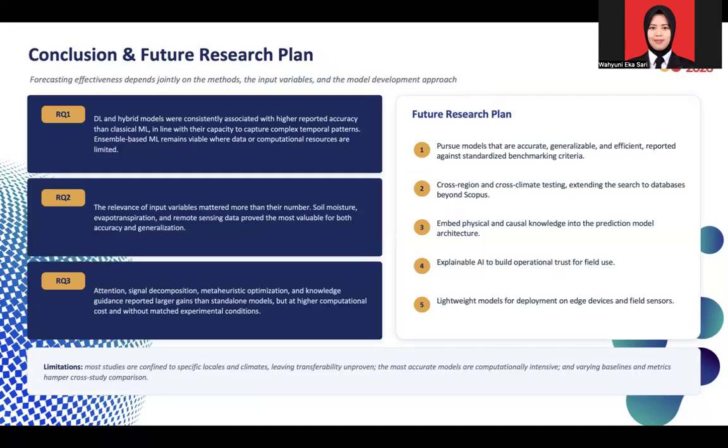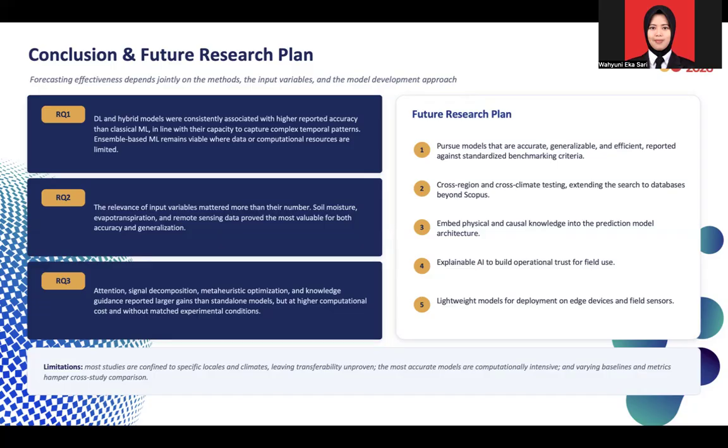Okay, to conclude, forecasting effectiveness depends jointly on the method, the variables, and the development approach. For RQ1, deep learning and hybrid models were consistently associated with higher reported accuracy than classical machine learning, in line with their capacity to capture complex temporal patterns, but ensemble machine learning remains viable where data or computing resources are limited. For RQ2, the relevance of input variables matters more than their number, with soil moisture, evapotranspiration, and remote sensing data the most valuable inputs for both accuracy and generalization.